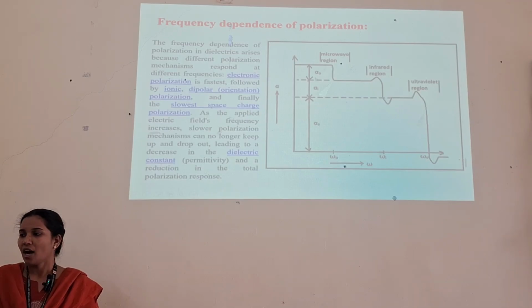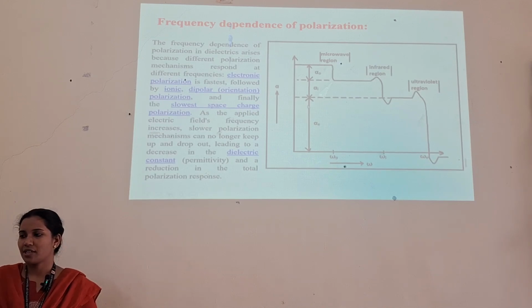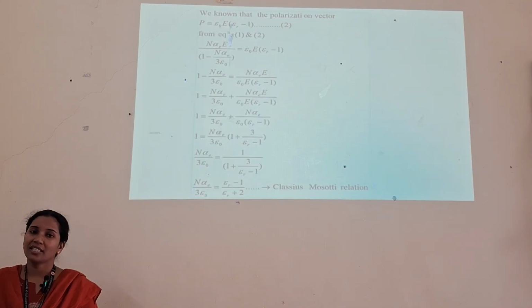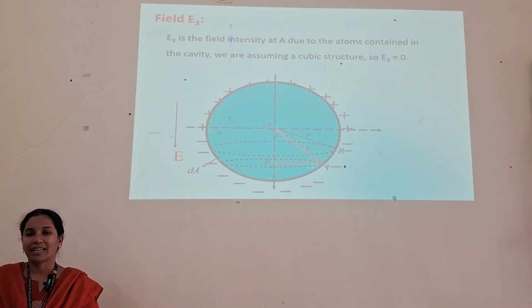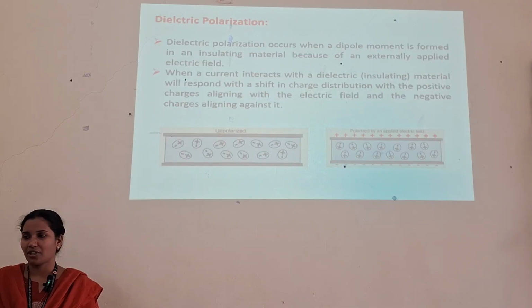You can see here alpha naught, alpha I, that is orientational polarization, ionic polarization, electronic polarization. When we plot a graph between frequency and polarization, we see how these three types of polarization respond at different frequencies, that is the microwave region, infrared region, and ultraviolet region. That is how we can study the frequency dependence of polarization in dielectric materials.